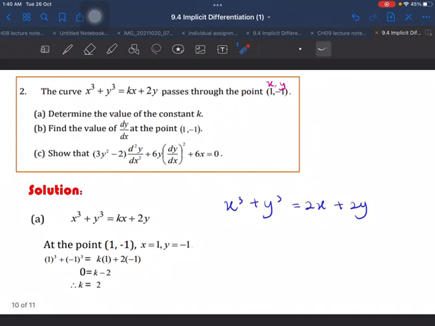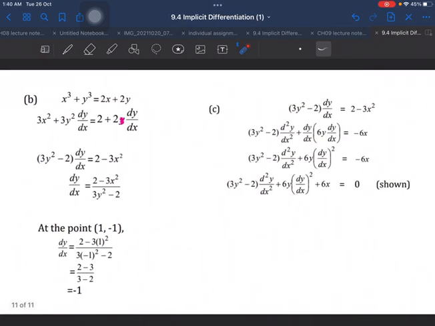Question C: we need to show that the equation 3y square minus 2 times d squared y over dx square plus 6y times dy over dx squared plus 6x equals 0. Same as before, class, we must carry out the process until the second derivative.